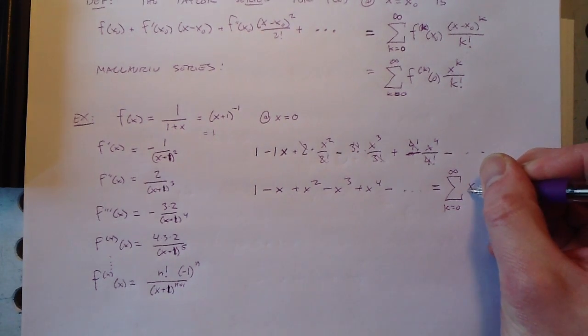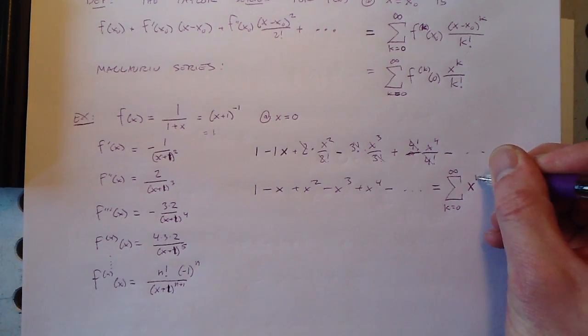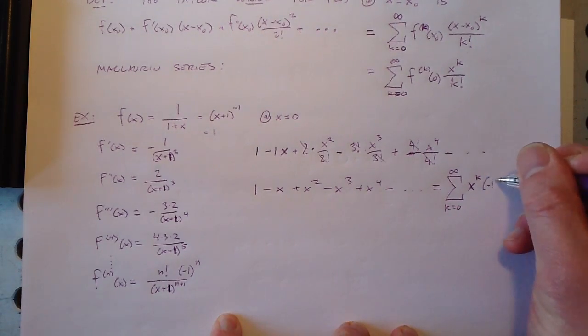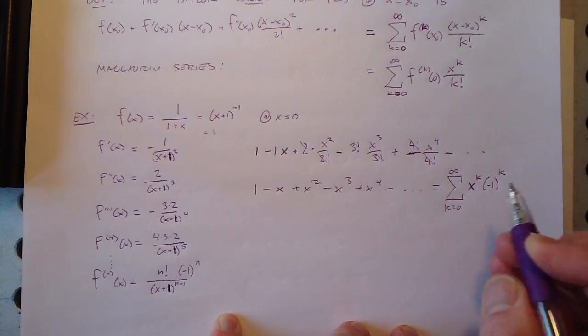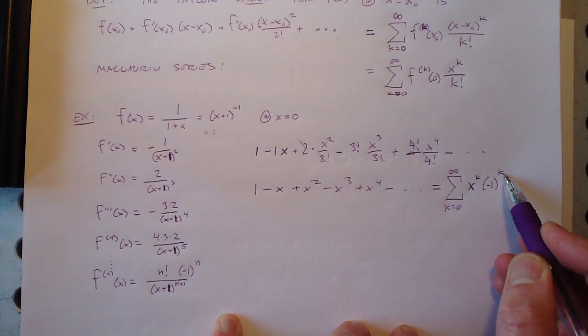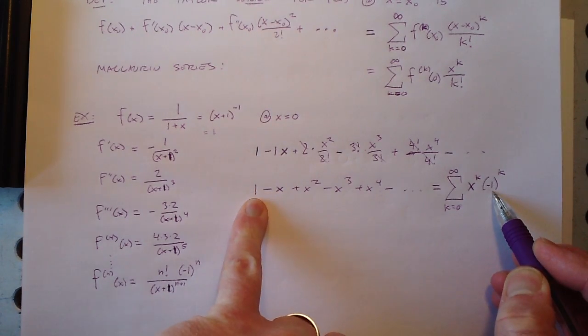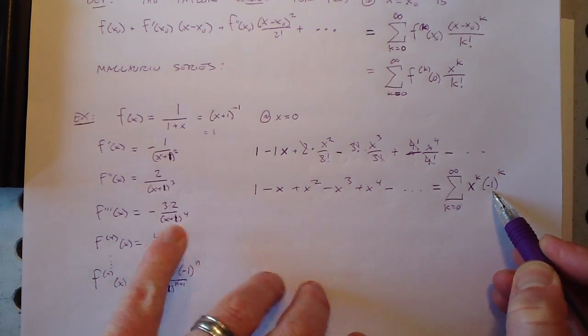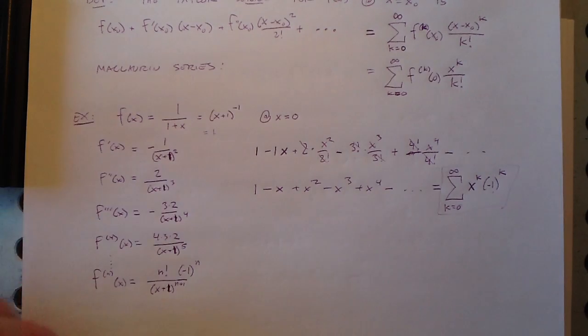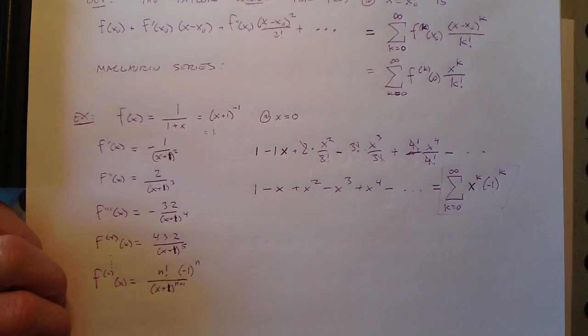Okay, it's going to be x to the k, and then it's alternating, so I need a negative 1 to the k, and then try plugging 0 in. Remember, we're starting at 0. When I plug 0 in here, I would get a positive first term, or 0th term if you want, and that's correct. So that's what it looks like. That's how we would write it in sigma notation.